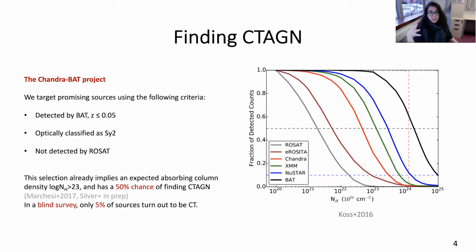Following this selection criteria, our previous works have shown that we have a 50% chance of finding a Compton-Thick AGN in the local universe. This has to be compared to the fact that in a blind survey, only 5% of sources actually turn out to be Compton-Thick AGN.